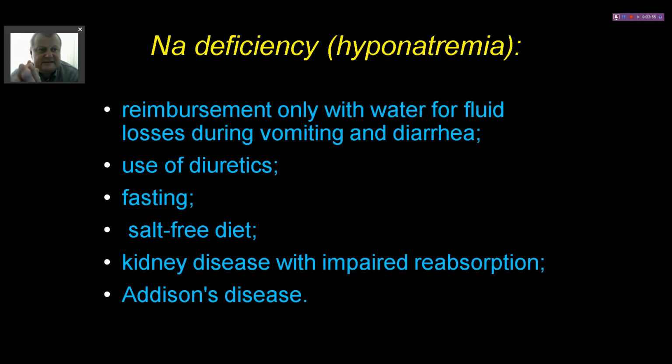And there are 2 states, when we have a lot of sodium in our body, in the blood, or less than normal. If less, the sodium deficiency provides a hyponatremia. Hypo means less than normal. And it could be caused by the reimbursement only with water for fluid losses during vomiting and diarrhea. Also, it could be caused by the use of diuretics or fasting.